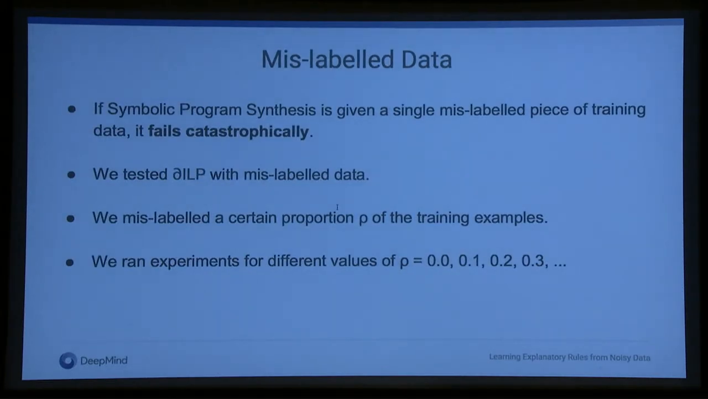Okay, so that was examples of just symbolic ILP tasks. But now we're going to get to the more interesting cases where some of the data is noisy or ambiguous. Standard symbolic program synthesis techniques often fail catastrophically if they're given a single piece of mislabeled data. We wanted to test our differentiable ILP with mislabeled data, so we naughtily and willfully mislabeled some of our data. We have this proportion rho of the training examples that are willfully and deliberately mislabeled. And we increase rho and see how our system does.